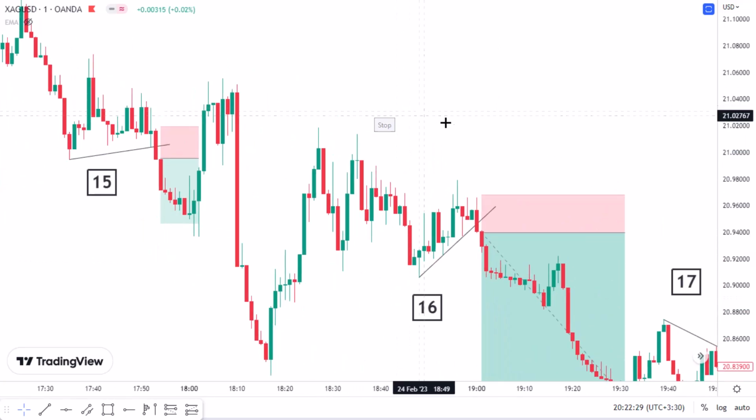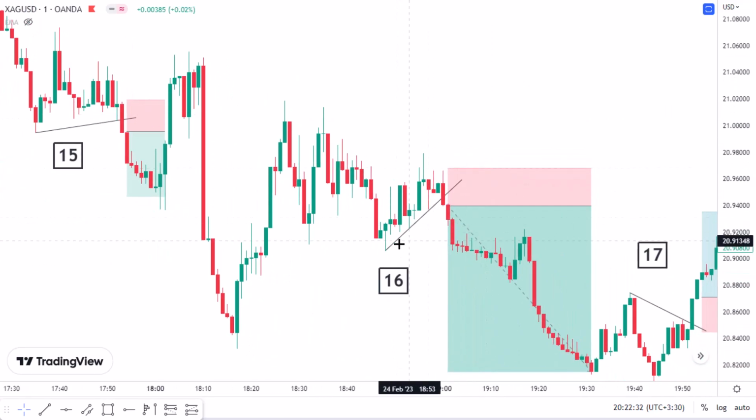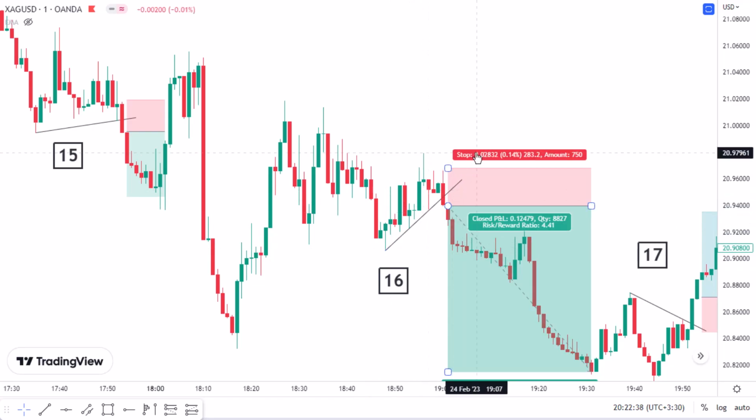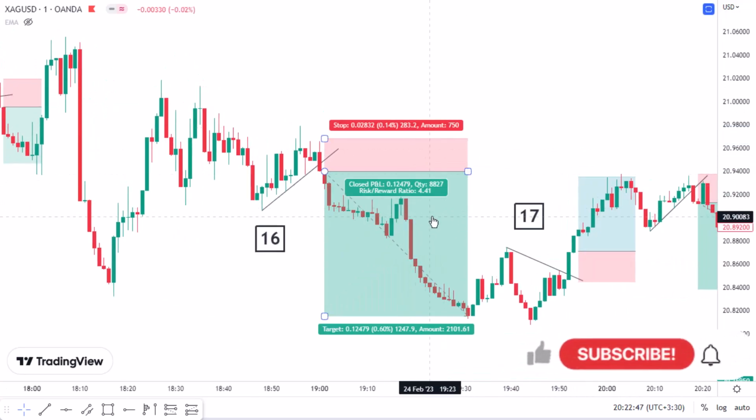Moving to trade 16, we have this nice trend line with 3 touches. This is a really nice trend line. I love this kind of trend lines. Broken with this red candle, we enter the sell position here, put our stop loss above that, look for RR2, which gives us something around 4.5.